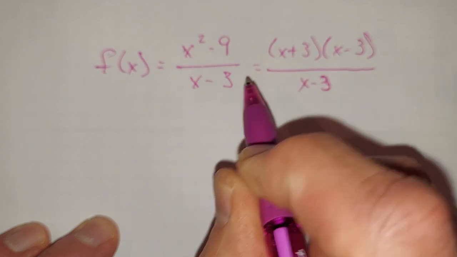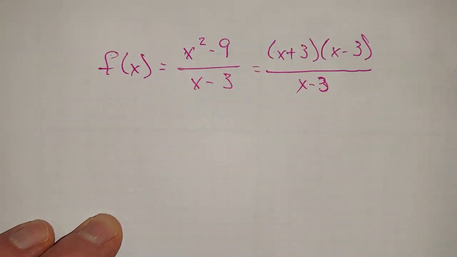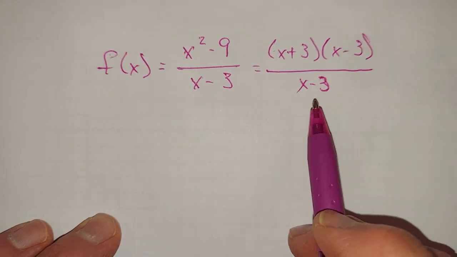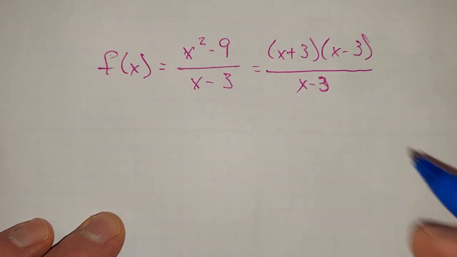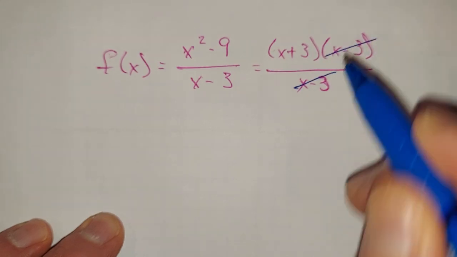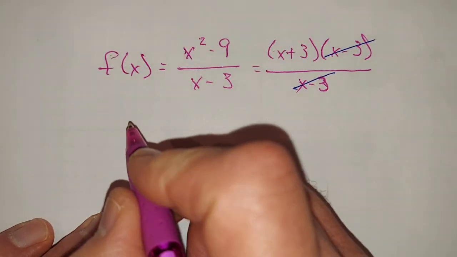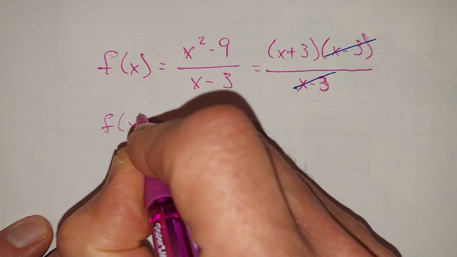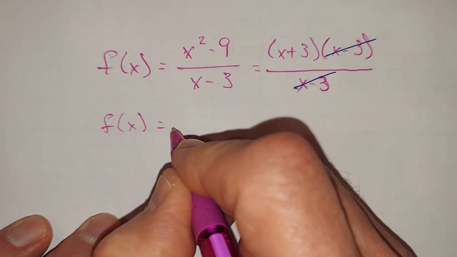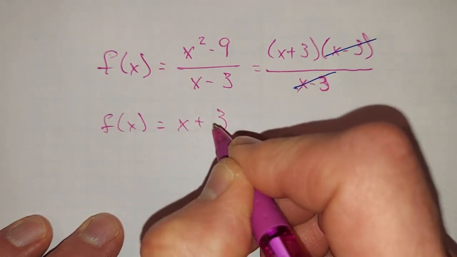Okay, the top is the difference of squares, and you should check out my video on that because it's really cool. Notice we've got an x minus 3 in the top and the bottom, so they would cancel out. We are then left with f of x is equal to x plus 3. Okay?